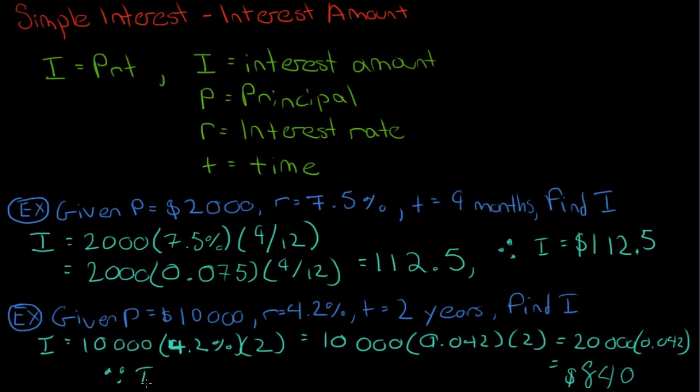Therefore, I is equal to $840, and what that means is that the interest you earned on a principal of $10,000 put in a 4.2% interest rate per year for 2 years loan, you get an interest earned of $840.